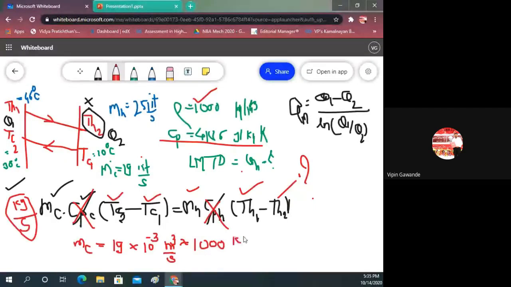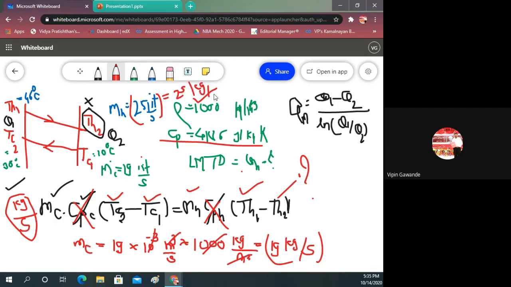kg per meter cube. Now this meter cube and meter cube get cancelled. The 1000 gets cancelled, and the final value is what? It is 19 kg per second. Okay. So similarly, we can find out for this one also. If you multiply this by 10 raised to power minus 3 meter cube per second, and if you multiply this by 1000, so you will get here 25 kg per second.